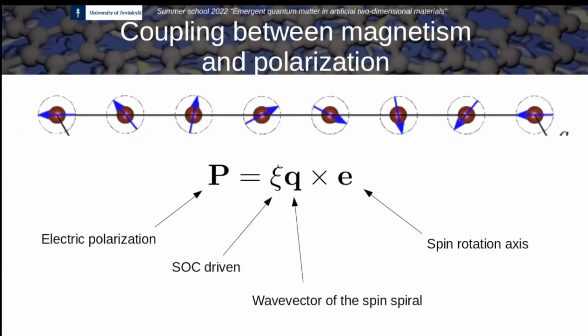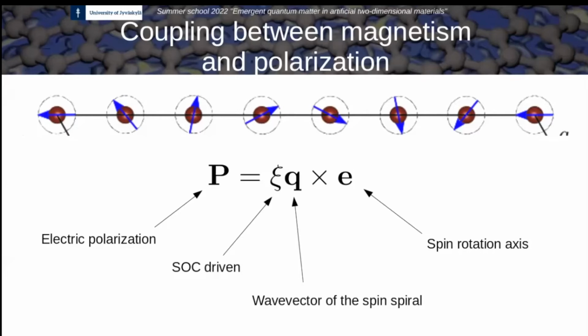So you can think that anti-symmetric exchange, related with broken inversion symmetry, drives non-collinear magnetism. But if you have non-collinear magnetism, you can also have the inverse effect: the non-collinear magnetism drives an inverse anti-symmetric exchange, and this inverse anti-symmetric exchange generates a broken inversion symmetry. So this is actually the idea in this material.